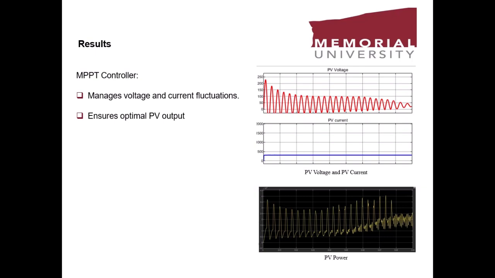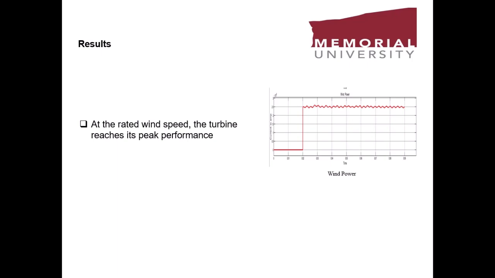Various weather conditions are considered to assess the performance of the dynamic models and control strategy. The PV system output voltage and current are shown in this slide. Based on this figure, the MPPT controller manages voltage and current fluctuation to ensure optimal PV output. In this slide, you can see the wind turbine's power output across varying wind speeds. At the rated wind speed, the turbine reaches its peak performance.